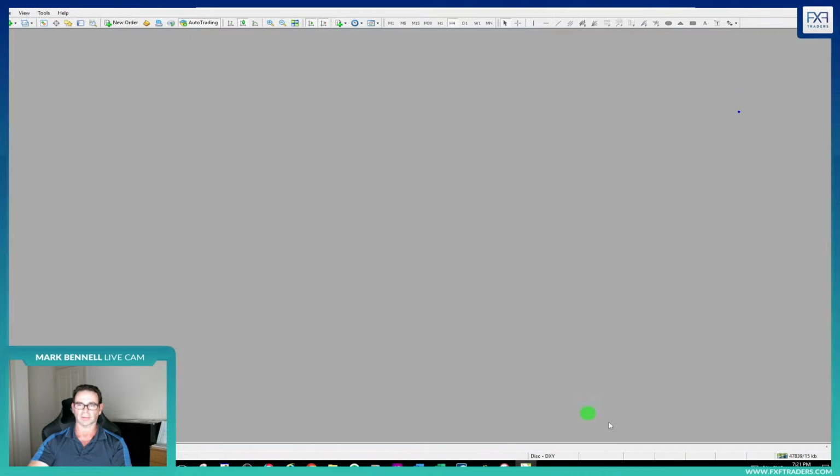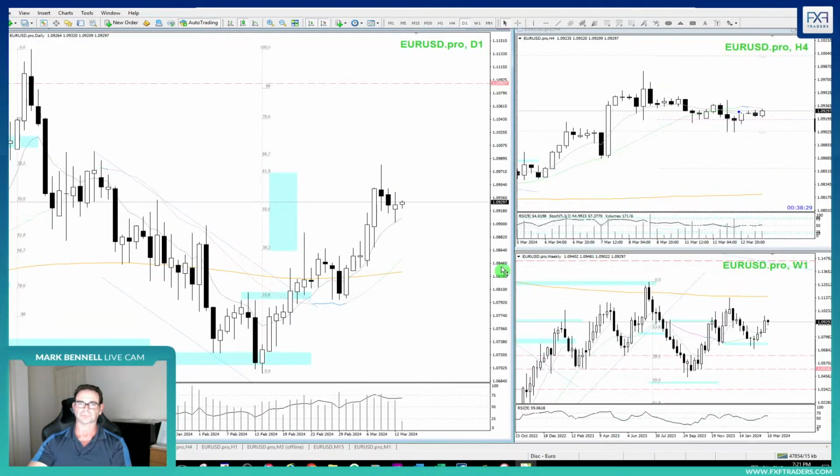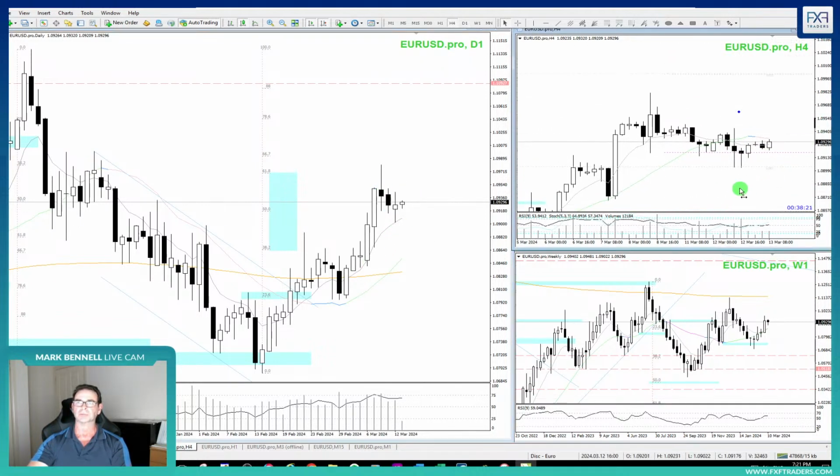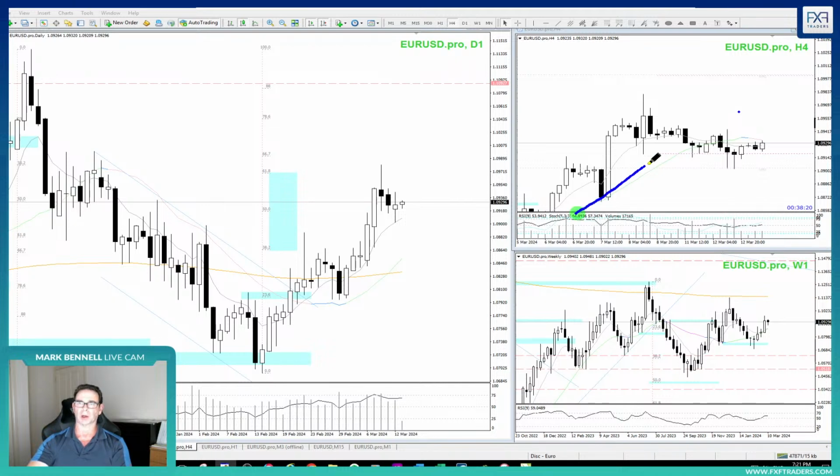Euro dollar. Euro dollar, we're looking for longs. Weekly is good. Pullback here on the daily. It's in a high momentum state. The 4 hour, I would have preferred, see the pullback in here? I would have preferred to see price stop in about here, give us an opportunity for an ABC. That would have been good. The daily's giving us that context.